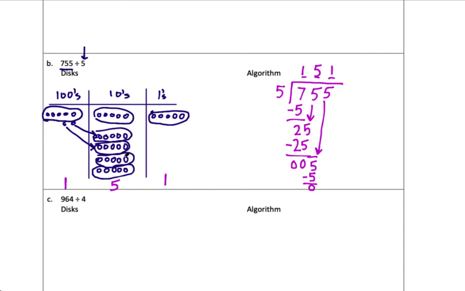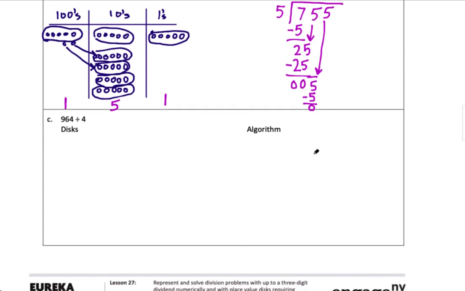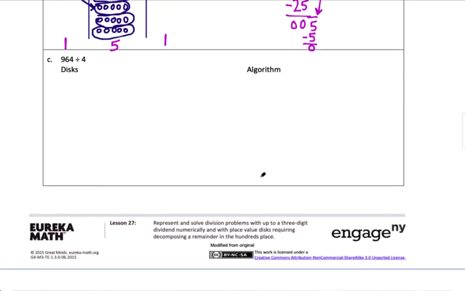Place value disks are a very basic way to show division, and this is a good way to check it. If you get the same answer, you probably got it right. That's the only problem I'm going to do just to save a little bit of time. These are all going to look pretty similar, so just check these and see if you got the same answer on both sides. Chances are, if you got the same answer, you did it right. All right, on to the third page.